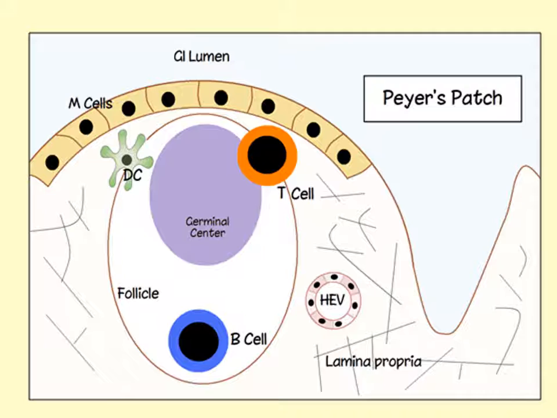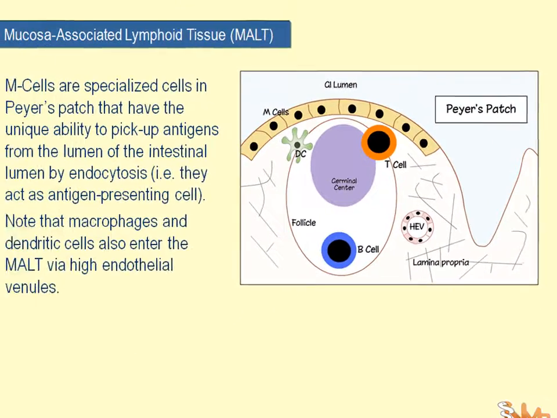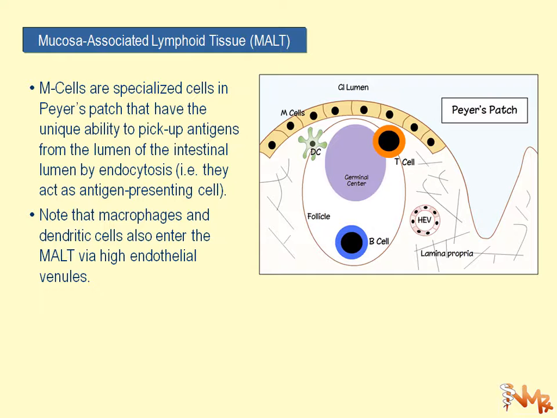M cells are specialized cells in the Peyer's patch that have the unique ability to pick up antigens from the intestinal lumen by endocytosis. They act also as antigen-presenting cells. So M cells, they act similarly to dendritic cells in the small intestine. Note that macrophages and dendritic cells also enter the MALT via high endothelial venules.